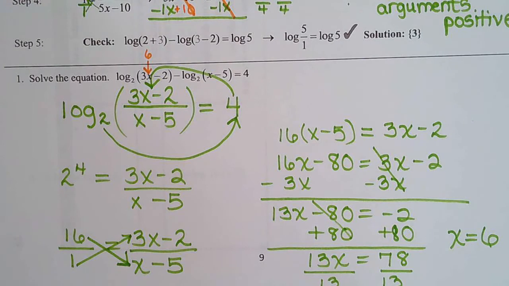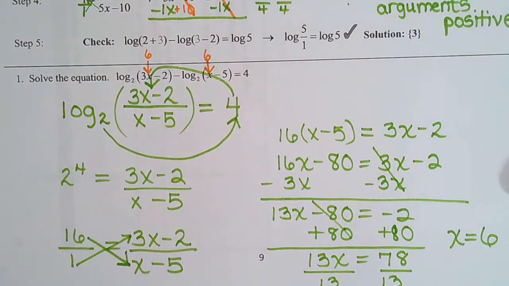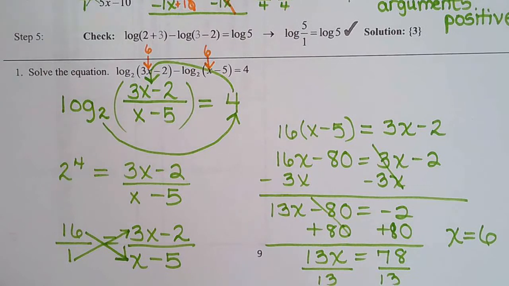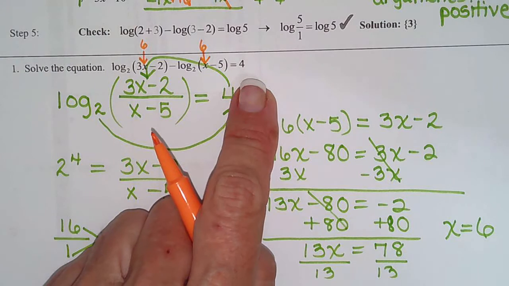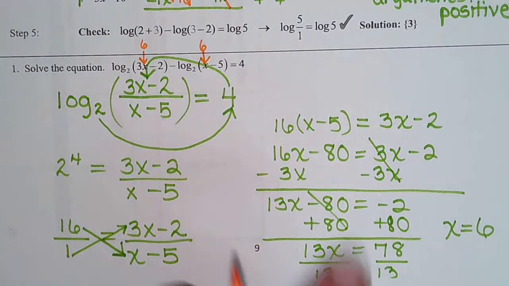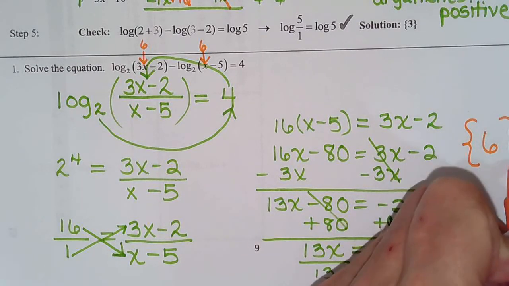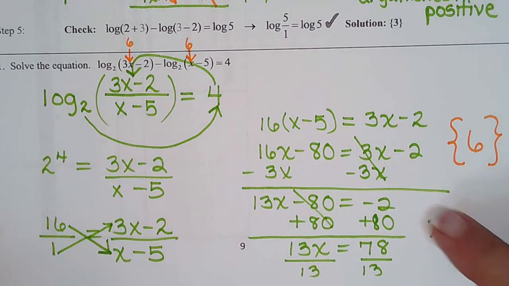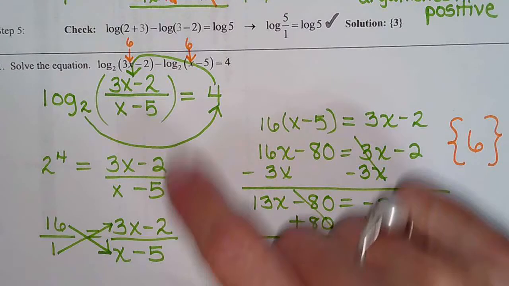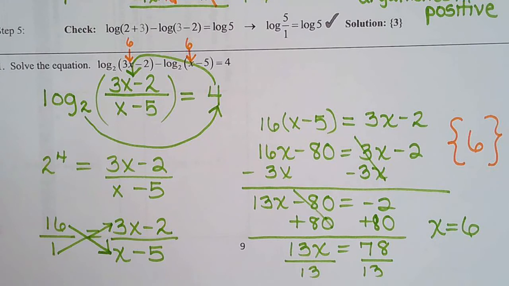6 times 3 is 18, minus 2 is 16. Is that a positive number? Yes. Then put 6 in here for this x. Is 6 minus 5 a positive number? Yes, it's positive 1. So since it made both arguments positive, one it made 16, one it made 1, then we go up here and in the solution set show that it's a valid solution. Had it made one of them 0 or negative, then I would have had to throw it out and write no solution. But it made them both positive, so it's a valid solution.